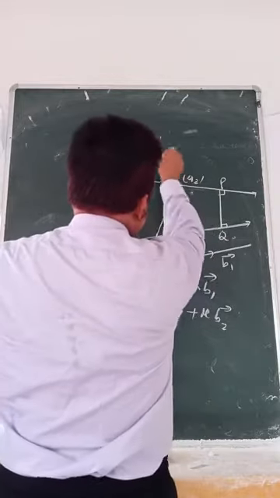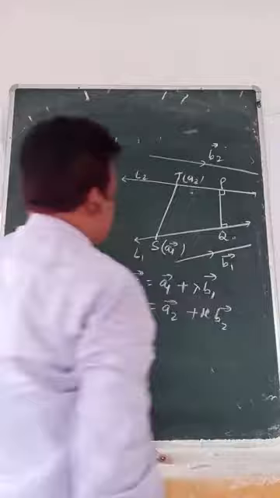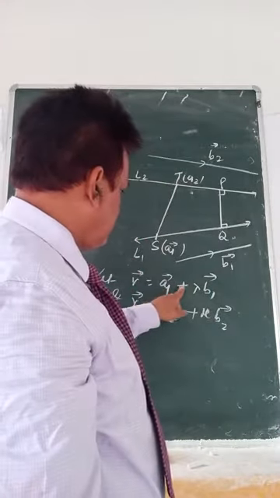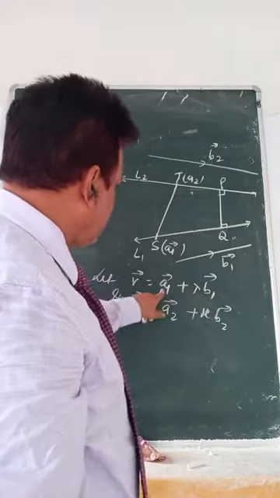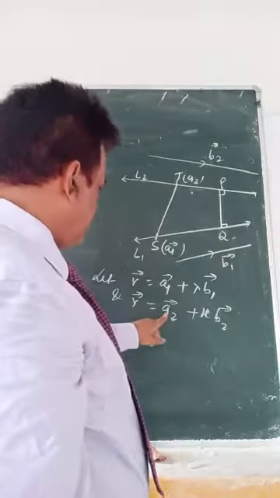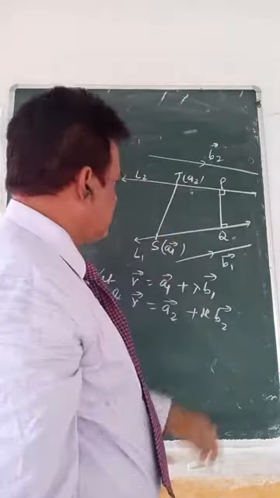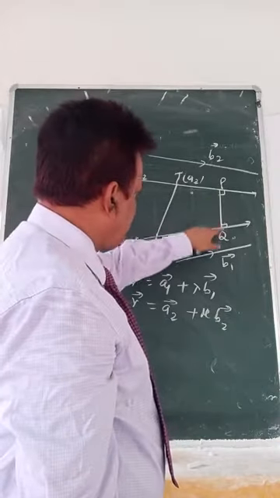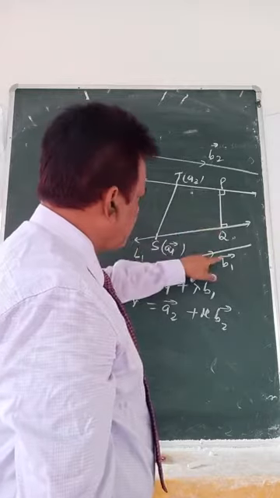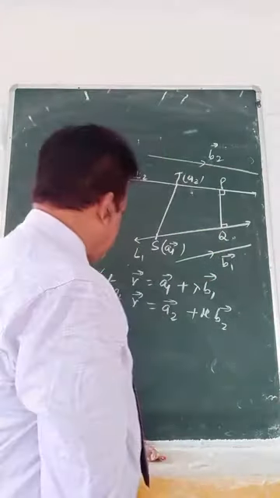B2 is a line parallel. Because when you write A1 plus lambda B1, A1 is the point, B1 is the parallel line. Similarly, A2 is the point, B2 is parallel to this line. So when I say PQ is perpendicular to both L1 and L2, it is the same as PQ is perpendicular to both B1 and B2.